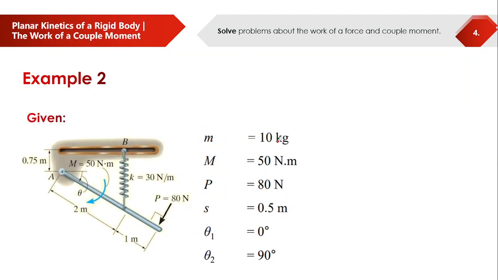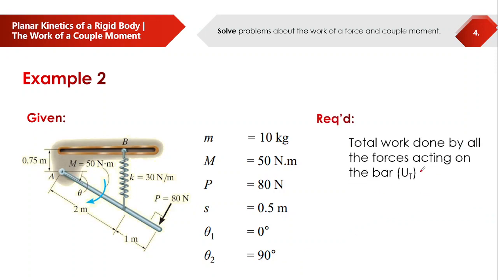Ano ba yung mga given mo? Yung bar natin is weighing or has a mass of 10 kilograms. Moment experienced sa bar is 50 Newton meter. Yung force natin will be 80 Newton. Yung S natin ng spring 0.5 meters, and theta sub 1 is equal to 0 degrees, and theta sub 2 will be 90 degrees. Then the required is the total work done by all the forces acting on the bar. That will be U sub T.